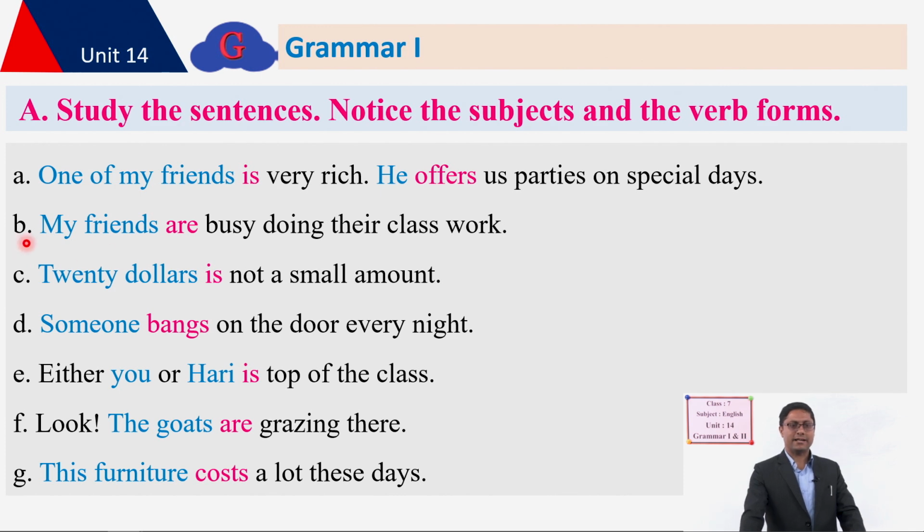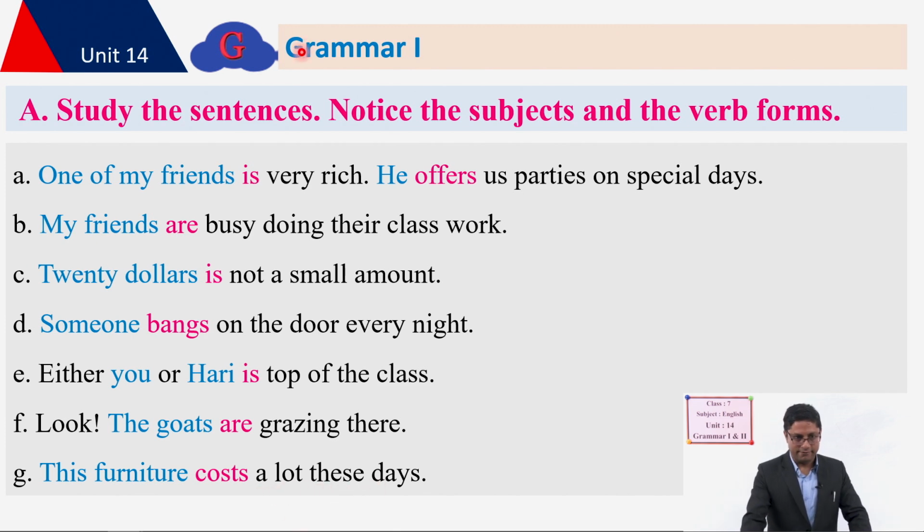So, let us see the second one. My friends are busy doing their classwork. This is the second sentence. Third one, $20 is not a small amount. Next, someone bangs on the door every night. Similarly, look at next one. Either you or Harry is top of the class. Similarly, next, the goats are grazing there. And the last sentence, the furniture costs a lot these days.